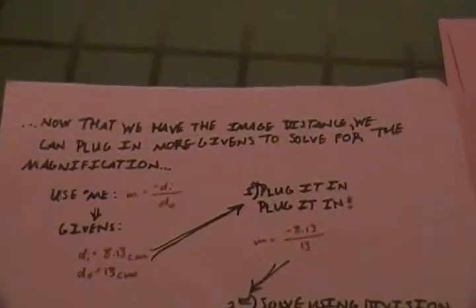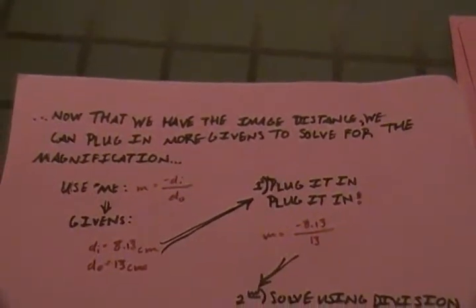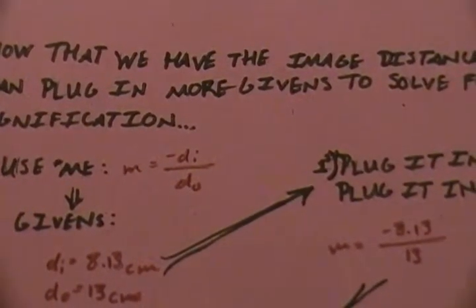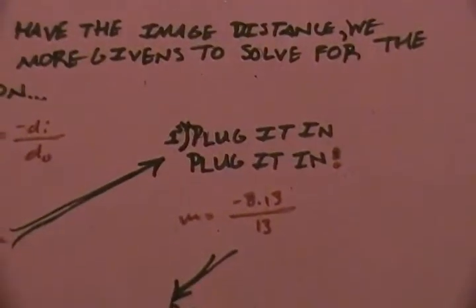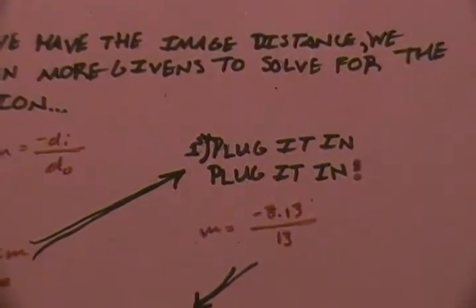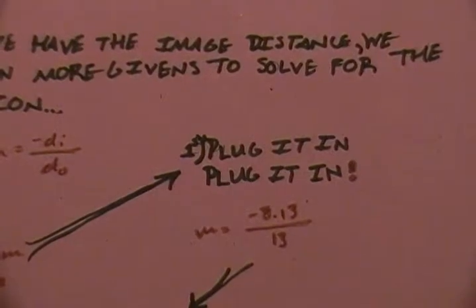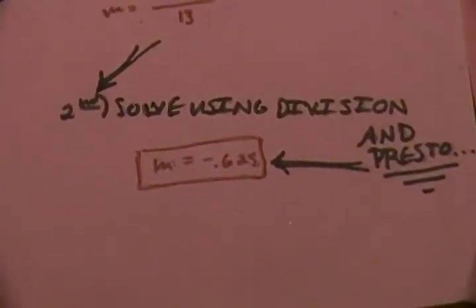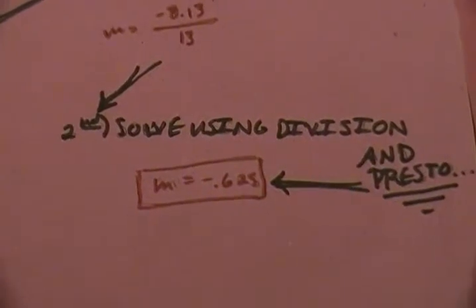Now that we have the image distance, we can plug it in and find our magnification, using the equation M equals negative DI over DO. Plug it in. So we're going to take the negative 8.3 over 13 to find our magnification. This is seen once we wrote our givens down. Once we plug that in and properly divide, we get the magnification is 0.265. Presto.